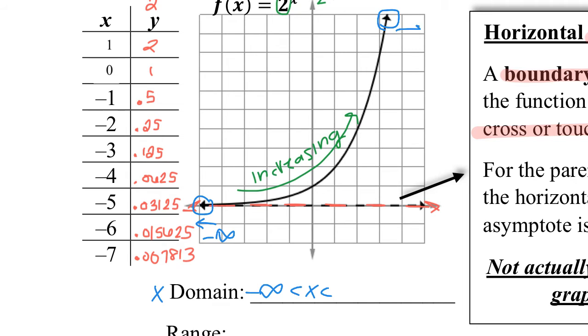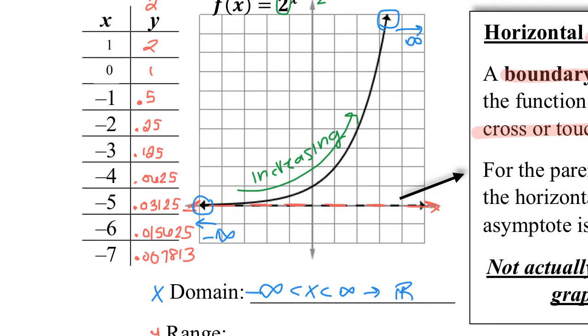Yes, that goes up, but he's also going to the right forever as well. So we have negative infinity less than x less than infinity. So we say that that is all real numbers. So I can have any x that I could possibly think of. Range, on the other hand, that's your y values.